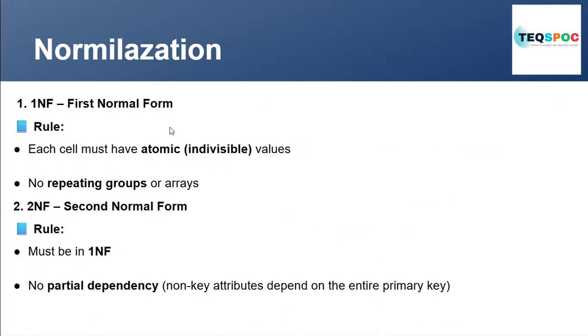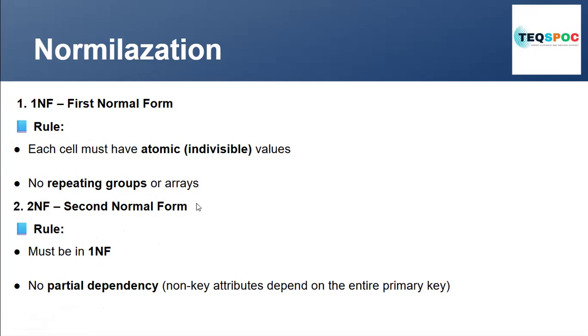So what happens in 1NF, the first normal form? The rule is each cell must have an atomic value, that is an individual value. No repeated groups or arrays will be present. Then we have 2NF, the second normal form. It must satisfy 1NF, meaning atomic values, and no partial dependency, meaning non-key attributes depend upon the entire primary key. This is theoretical, you have to remember it.